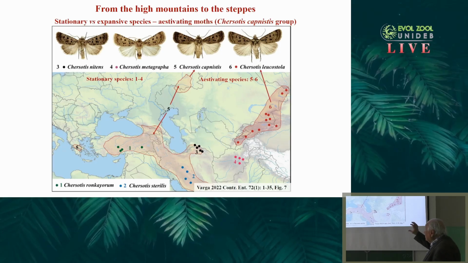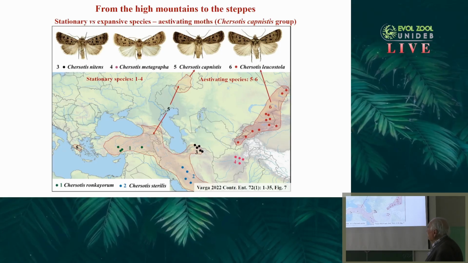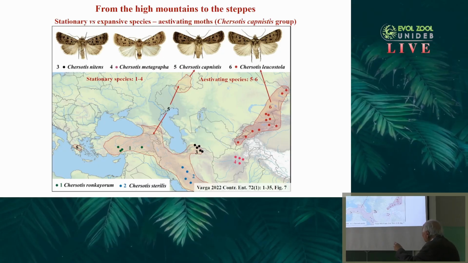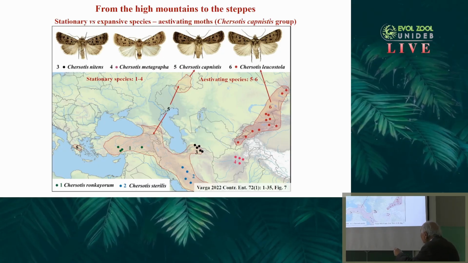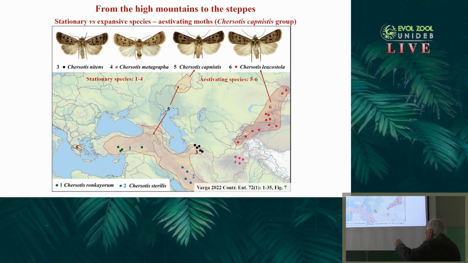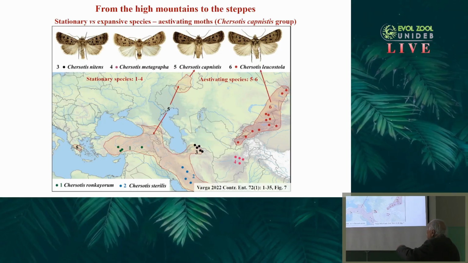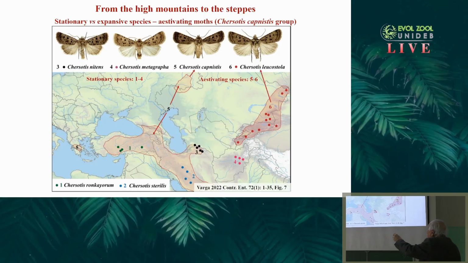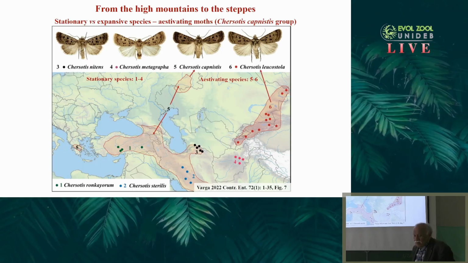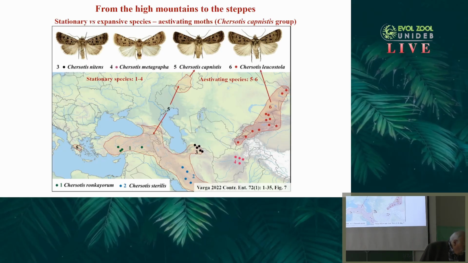What is the background of this interesting pattern? 4 species in very, very small, very limited spots, and 2 species with large extension, and these extended species are the sister groups to each other. What is the background?